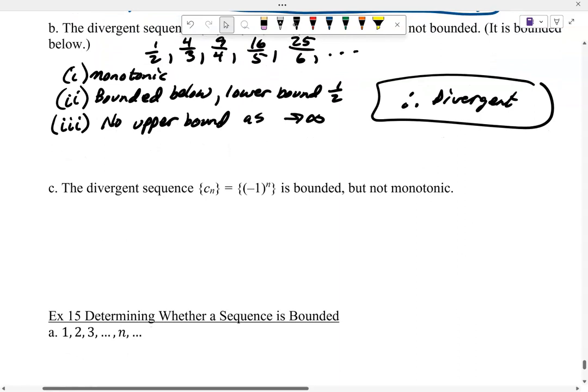Negative 1 to the n. Negative 1 to the 1, negative 1 squared, negative 1 to the 3rd, negative 1 to the 4th. It's not monotonic, right? Because it's alternating. The upper bound is 1, the lower bound is negative 1, so it is bounded above by 1 and below by negative 1. But it's still divergent, right? It's not monotonic.